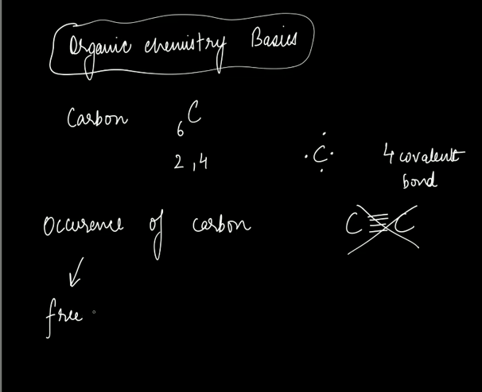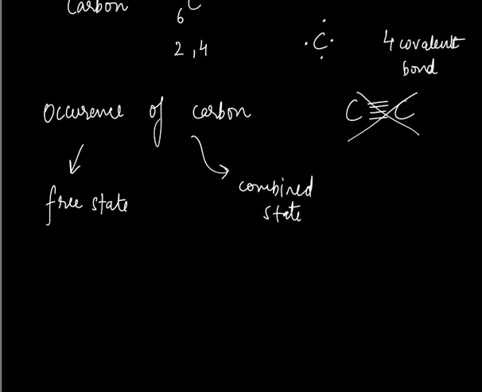Carbon can be present in free state, and it can be present in combined state. The free state is in the form of allotropic forms, that is diamond and graphite. Allotropes are the pure forms of carbon having similar chemical properties but different physical properties. Structurally they are different, chemically they are just made up of elemental carbon only. And then we even have coal. So these are free states of carbon.